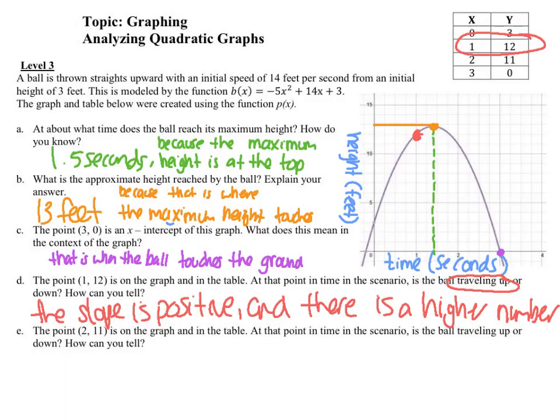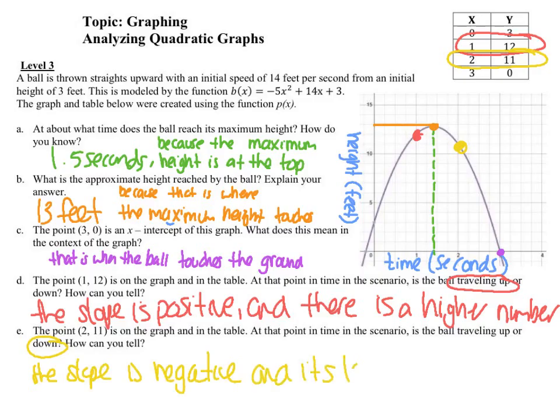Question E. The point 2, 11, so let me put 2, 11 right here, is on the graph and the table. At that point in time in the scenario, is the ball traveling up or down? Well, the ball is traveling down because the slope is negative and it's lower than the maximum.